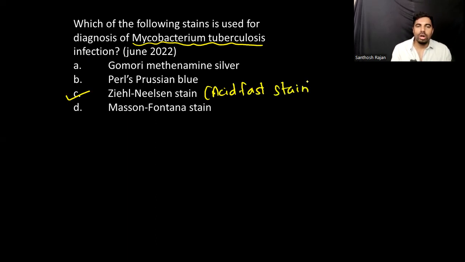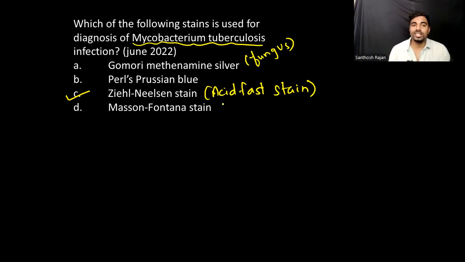Before going to this, I will talk a little bit more. What about these: Gomori methenamine silver, Perls Prussian blue, Masson? These are more pathological stains. Gomori silver, at least you can say, is for fungus. And Perls Prussian blue and Masson trichrome are not for microbiology. We don't use these; they are used in biopsy only. So you don't even think about it. You only have to think Ziehl-Neelsen, the acid fast stain.